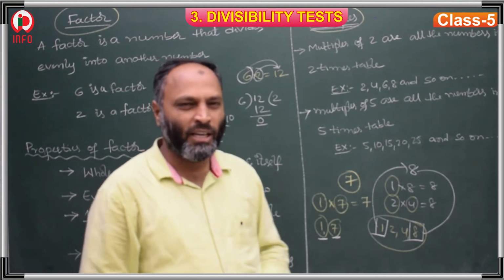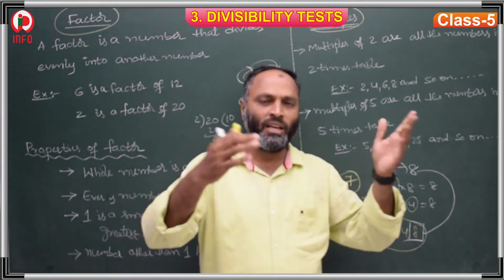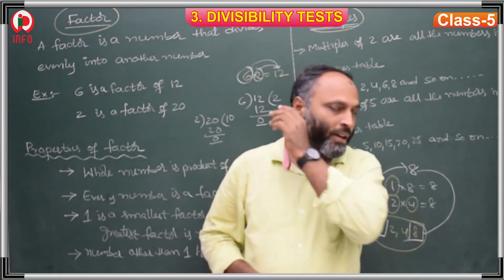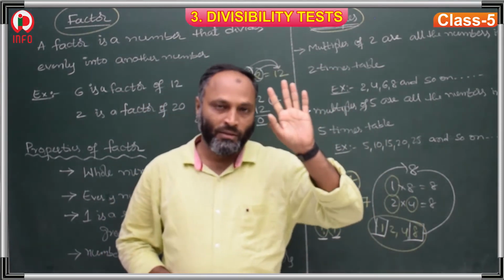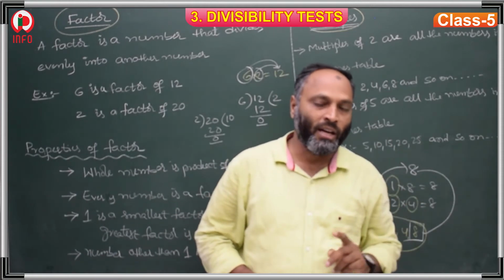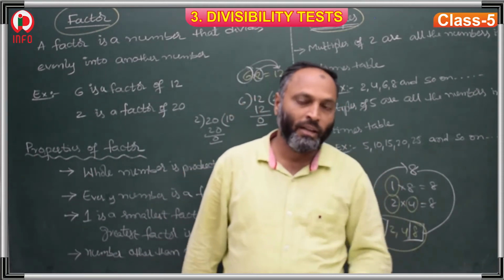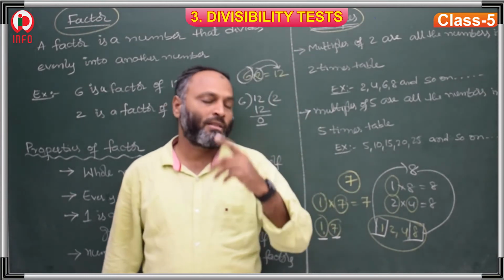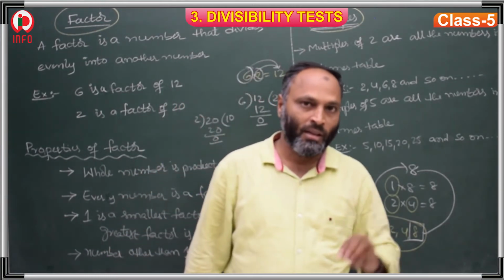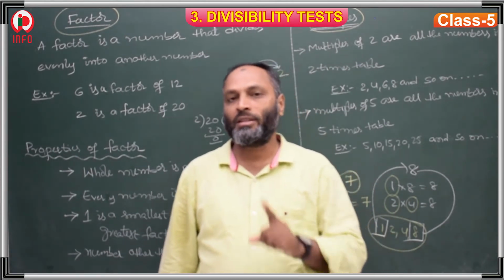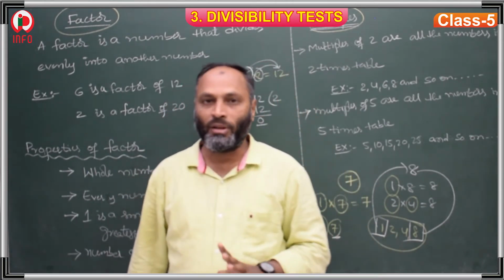Whatever number it is, either 8, 10, 30, 40, 80, 100, 1000, whatever number you take. If I ask for 100, 100 is a number. For this 100, if I ask what the least factor is, your answer should be 1. What is the greatest factor for 1000? Then 1000 is the greatest factor. The number itself is the greatest factor, and the smallest factor is 1. These things you have to remember.